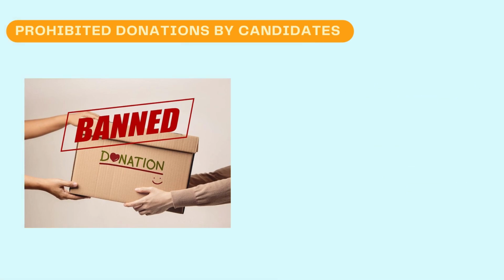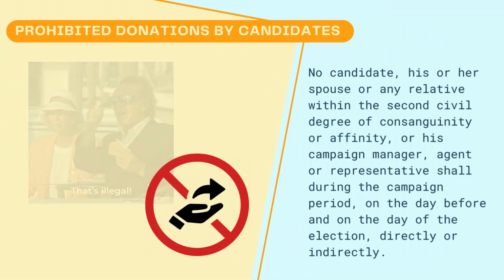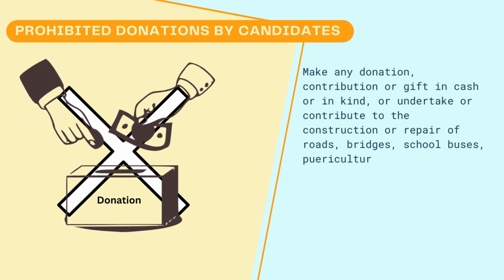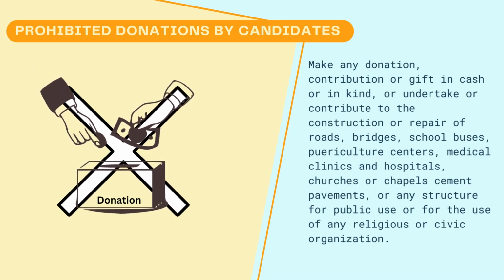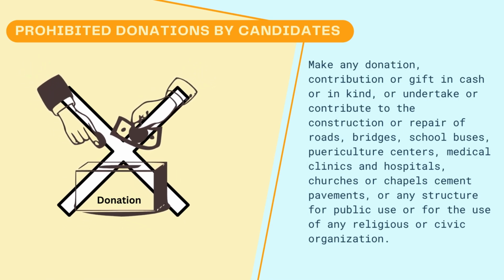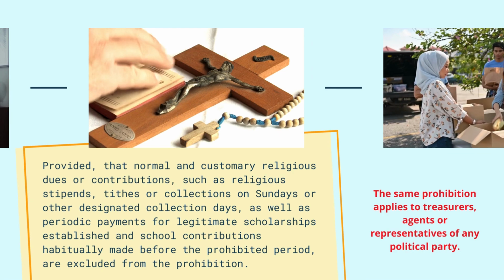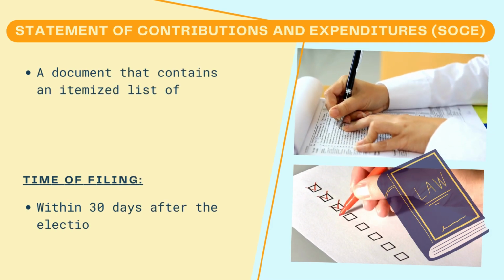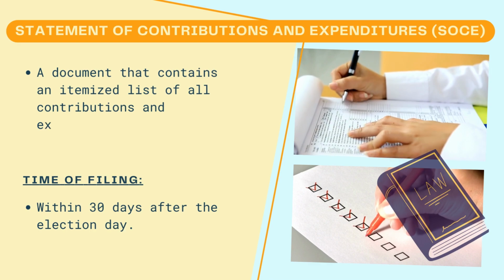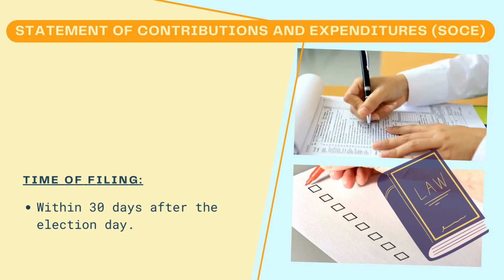Section 104 of the Omnibus Election Code provides such prohibitions. Any violation of any of those listed in Section 104 of the Omnibus Election Code shall be subject to the disqualification of the candidate pursuant to Section 68 of the Code. Section 104 includes the candidate, his or her spouse or any relative within the second civil degree of consanguinity or affinity, or his campaign manager, agent or representative in the said prohibition. As mentioned earlier, not all kinds of contributions and expenditures are allowed by law. There are certain rules and regulations governing contributions and expenditures that must be carefully observed by each candidate.